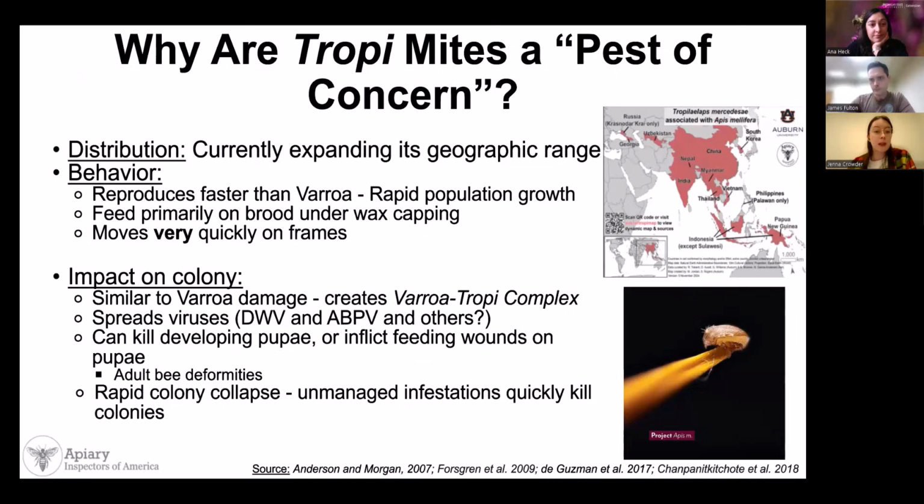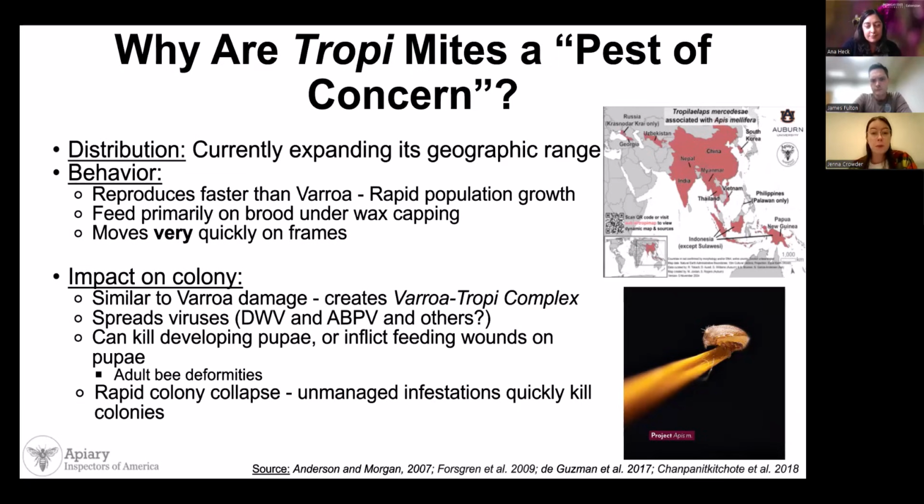Another challenge about Tropilaelaps is that, similar to Varroa, it feeds primarily on brood underneath the wax capping, but it lacks a phoretic phase, unlike Varroa. So it's not spending time hanging out on the adult bees. It's spending the majority of its time underneath those cappings, making it more difficult to detect using traditional detection methods like we're used to with Varroa mite in the United States.